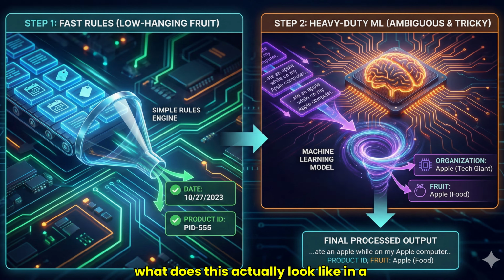So, what does this actually look like in a real system? Well, in step 1, you use a bunch of simple, fast rules to grab all the low-hanging fruit, things like dates in a standard format or product IDs. Then, in step 2, you unleash the heavy-duty machine learning model to tackle the really tricky, ambiguous stuff, like figuring out if the word apple in a sentence refers to the tech giant or the piece of fruit.